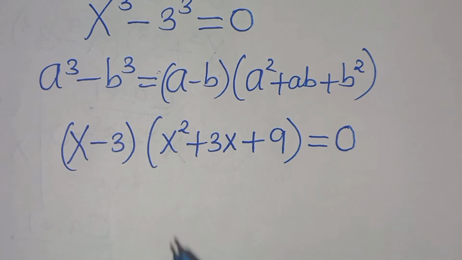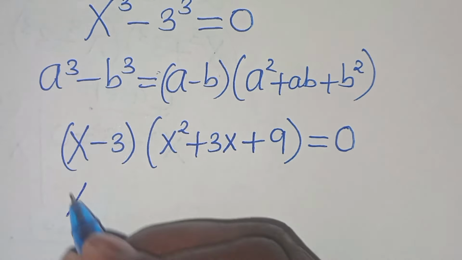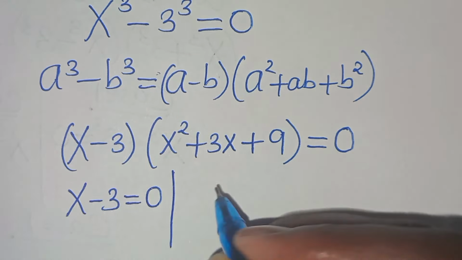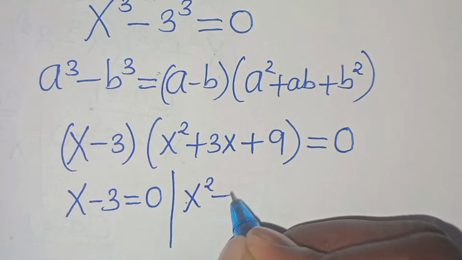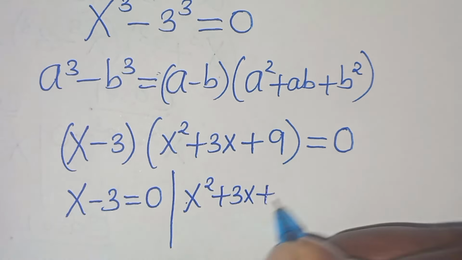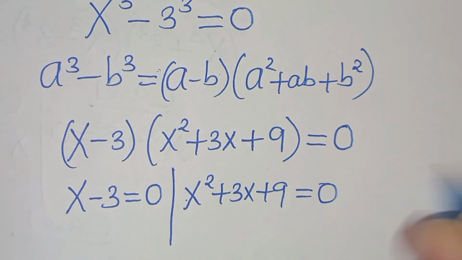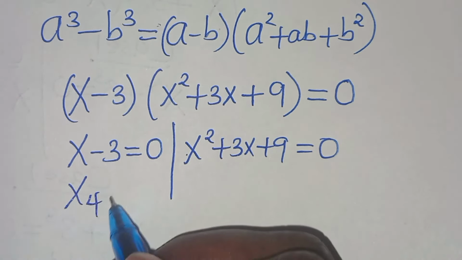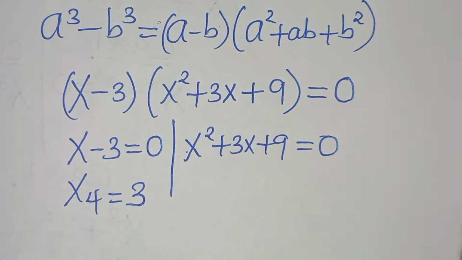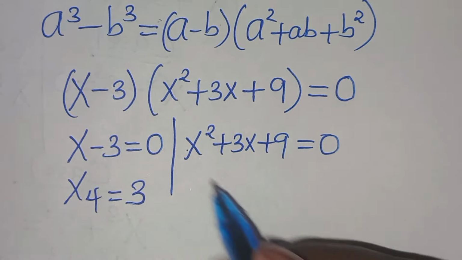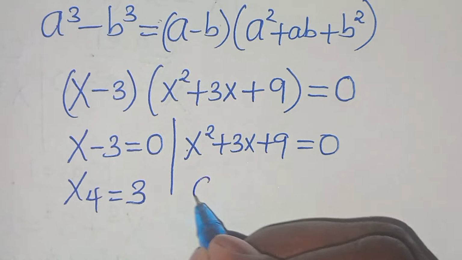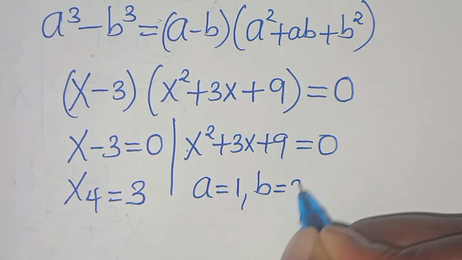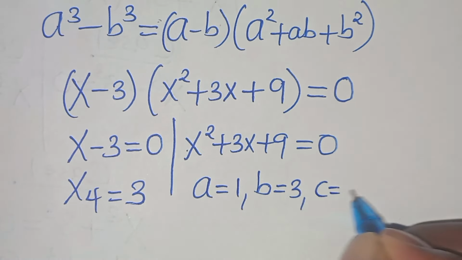Now, here we have got two parts here. We have x subtract 3 equal to 0, and we have x to the power of 2 plus 3x plus 9 equal to 0. So this implies that x4 is equal to 3. And the next part here is a quadratic equation where we have a is equal to 1, b is equal to 3, and c is equal to 9.